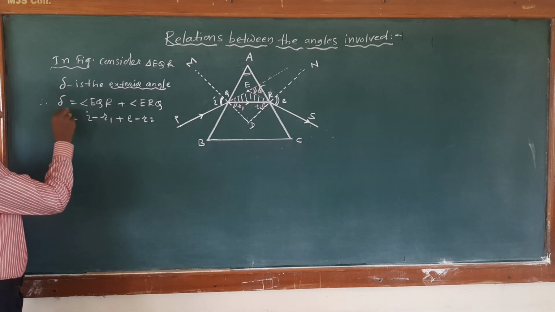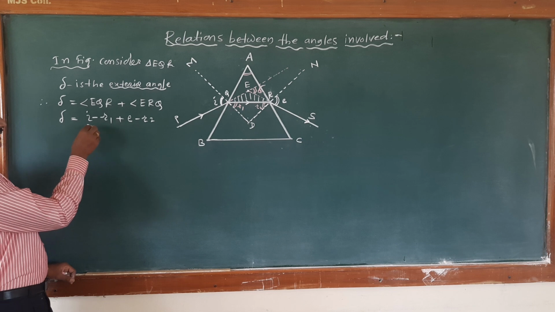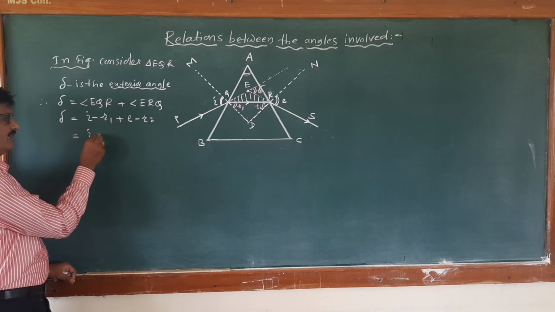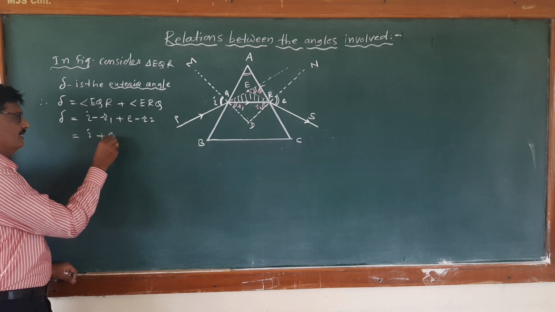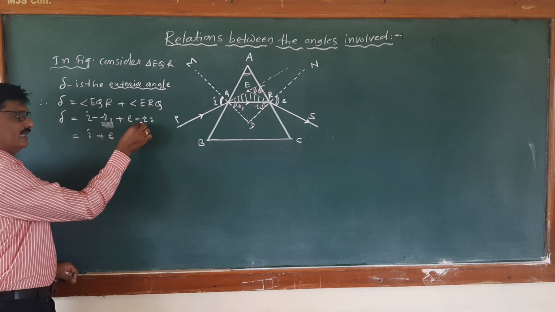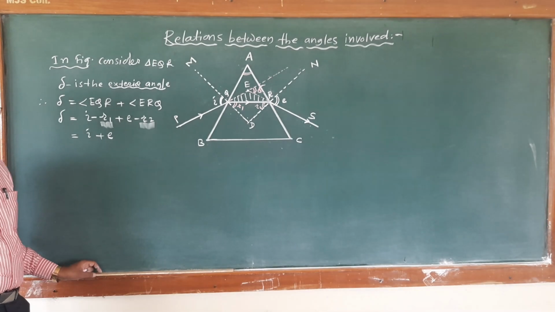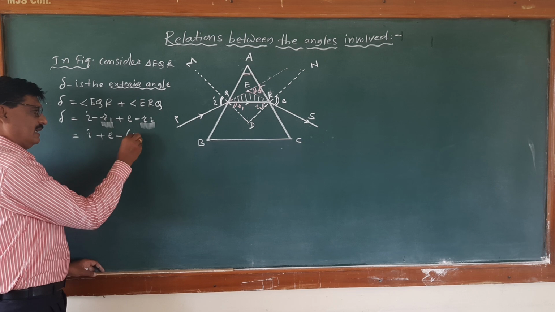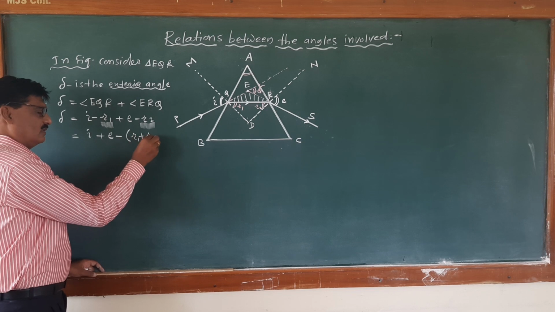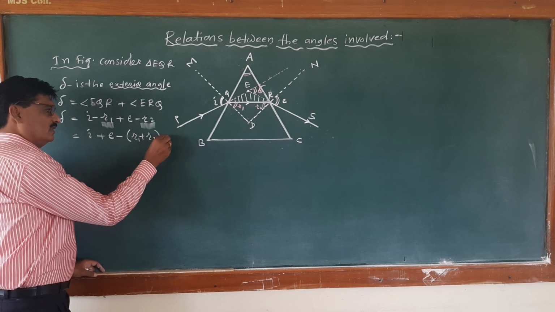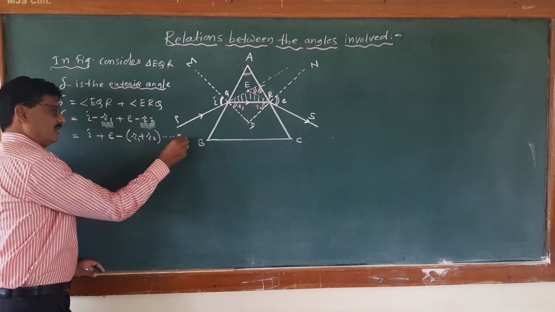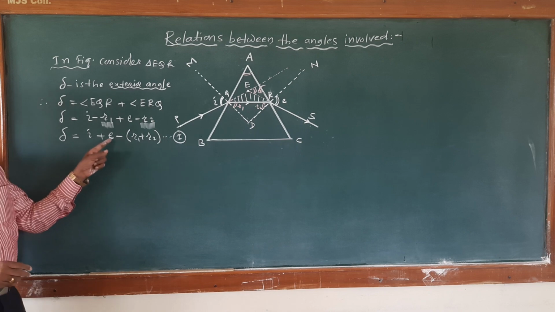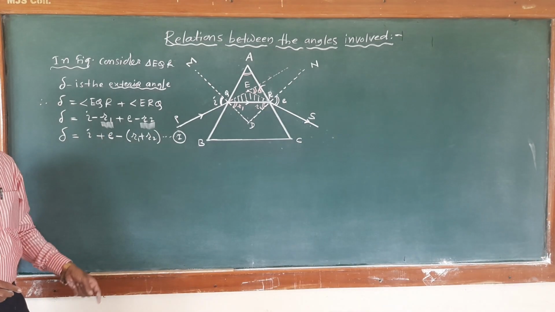This is delta. I first of all write the positive terms, that is I plus E, and R1 is negative and also R2 is negative. I take the common negative sign outside of the bracket, and I write here R1 plus R2. Suppose this is my equation number 1. This delta is equal to I plus E minus (R1 plus R2).